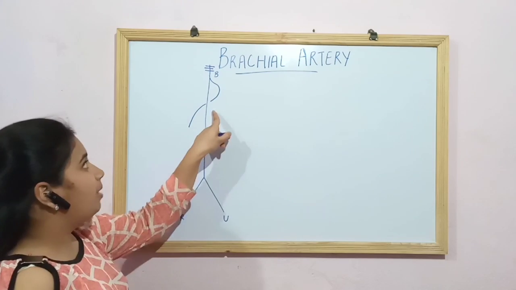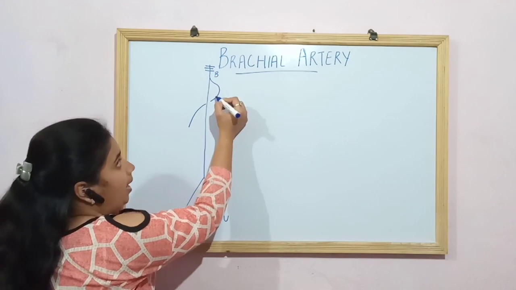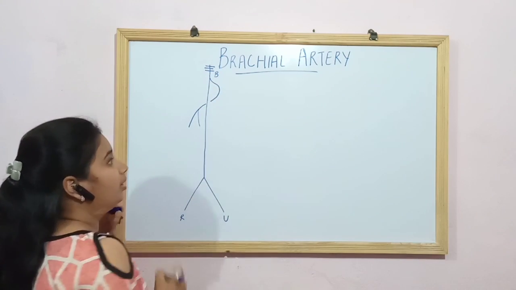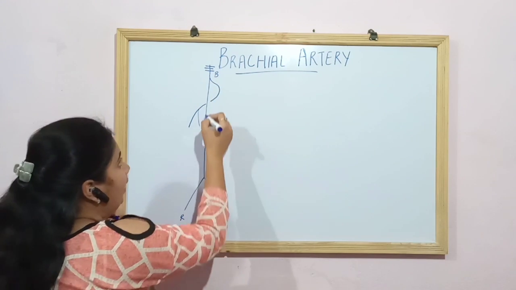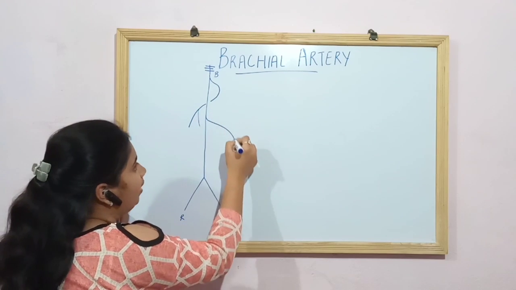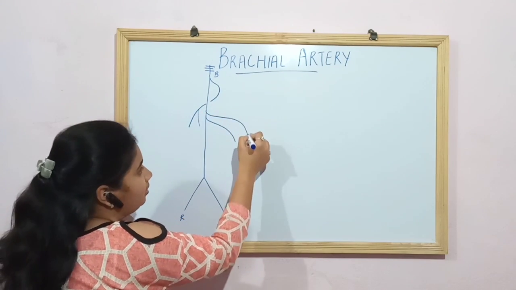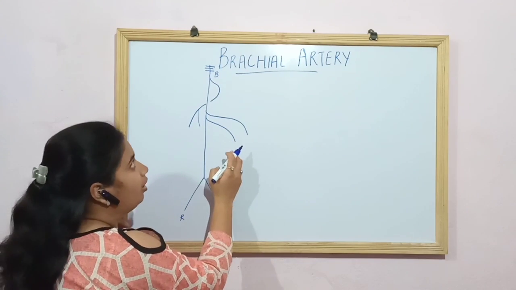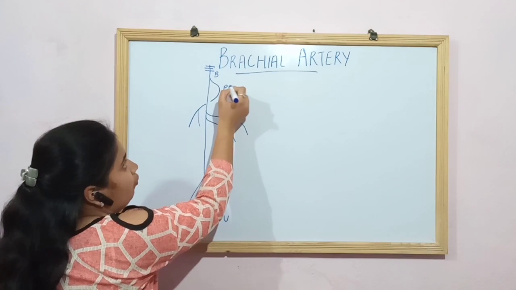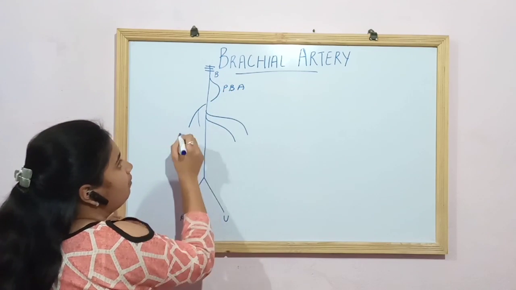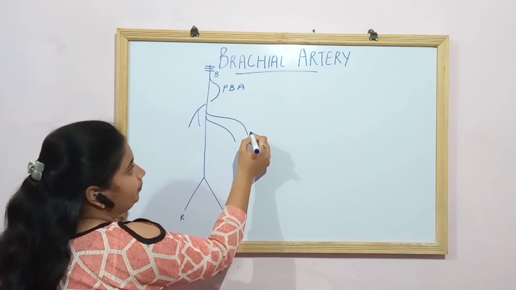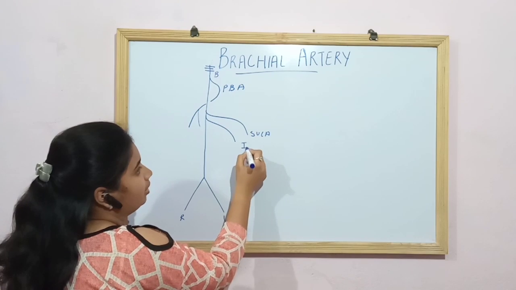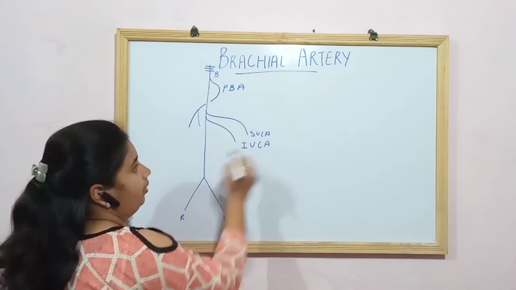So this is the profunda brachii artery, which comes off from the side, and then it goes posteriorly. Then, going behind, it divides into two branches. This is the profunda brachii artery. And then from the brachial artery, another two branches are these. These two branches are parallel to each other. These are the superior ulnar collateral artery and inferior ulnar collateral artery. This is superior ulnar collateral artery, and this one, being lower, is the inferior ulnar collateral artery.